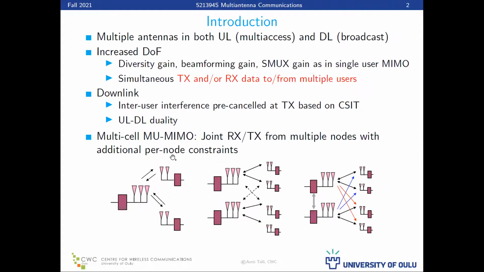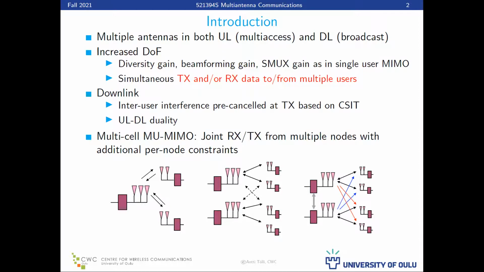Okay, so we have covered the impact of multiple antennas, both in the uplink multi-access channel and the downlink broadcast channel. The benefits in general are diversity, beamforming gain, and spatial multiplexing gain, even for the single user case. And for the multi-user case, we can use these multiple antennas to provide simultaneously multiple data streams from or to multiple users.